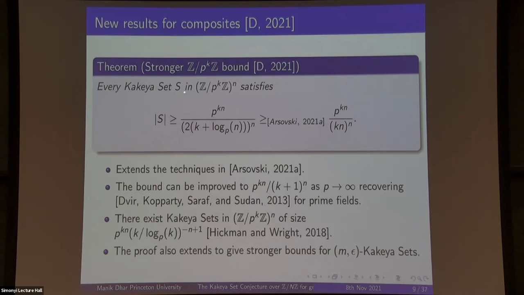And another thing to mention is that this new paper also gives quantitatively stronger bounds for n epsilon Kakeya sets. This new argument is extended to that setting as well, and you get stronger bounds there too. All right, and the title says general, and so finally, what we show is a bound for an arbitrary n.